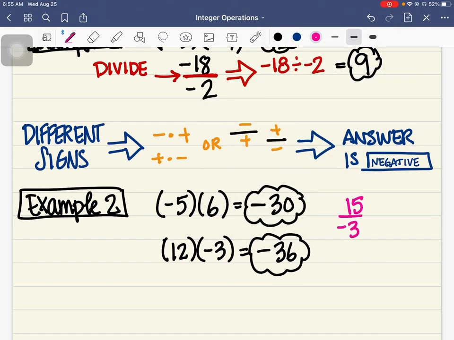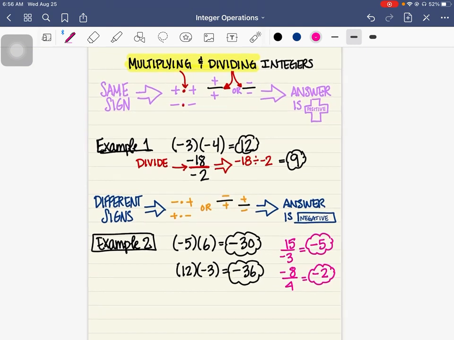We could have 15 divided by -3. One is positive, one is negative, so the answer is going to be negative. Remember, this is 15 divided by 3, which is 5, sorry. So the answer here is -5. It doesn't matter where the negative sign is. It could be -8 divided by +4. The answer is going to be -2 because one of them is positive and one of them is negative. That is it for multiplying and dividing integers.